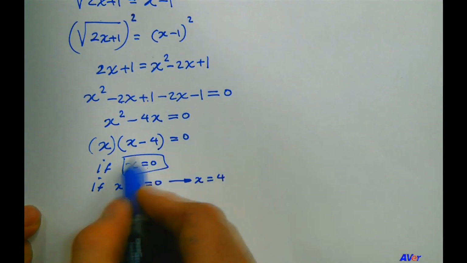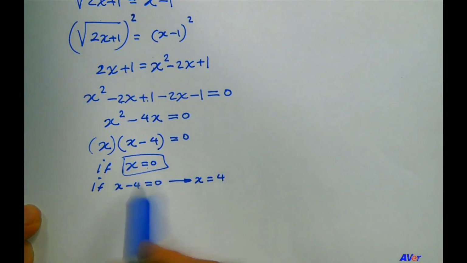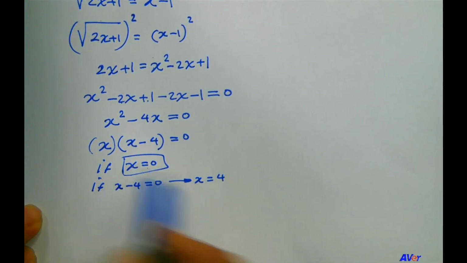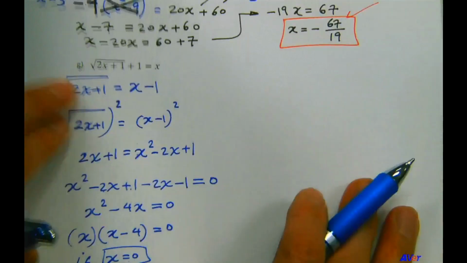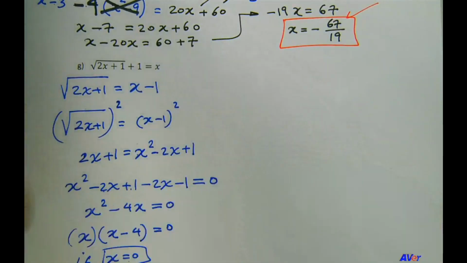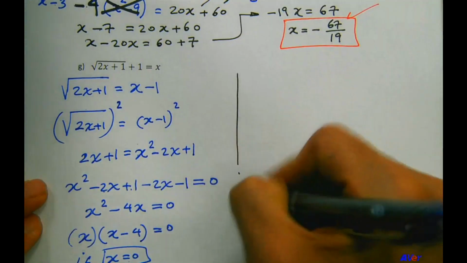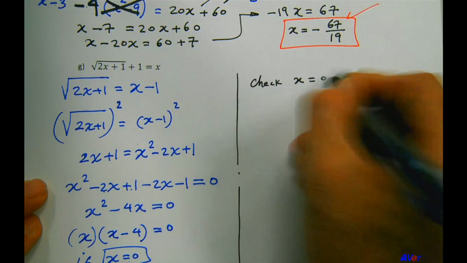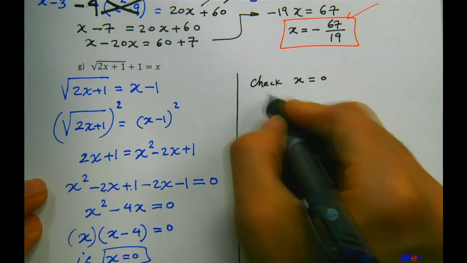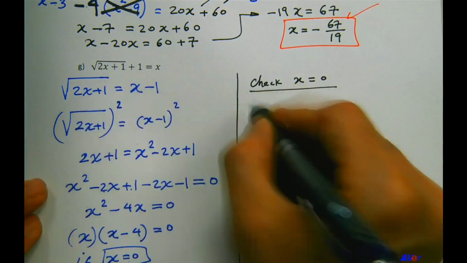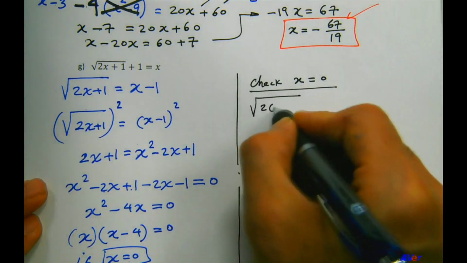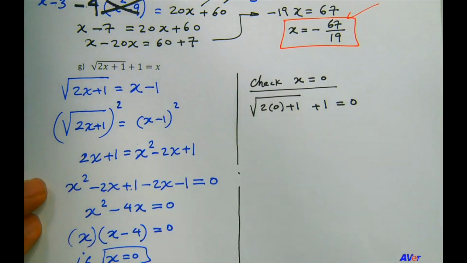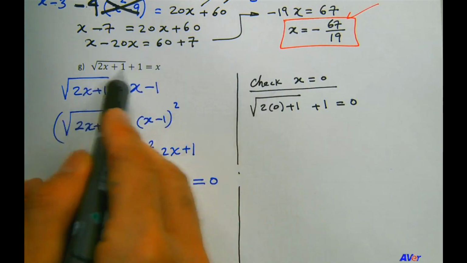I jumped the gun by boxing this because we haven't yet checked these answers. So we have these two answers, x equals 0 and x equals 4. Let's check back into this original equation, right? So we're going to check x equals 0. Plugging in, we have square root of 2 times 0 plus 1, plus 1 equals 0. We plugged in 0 for x on both sides.